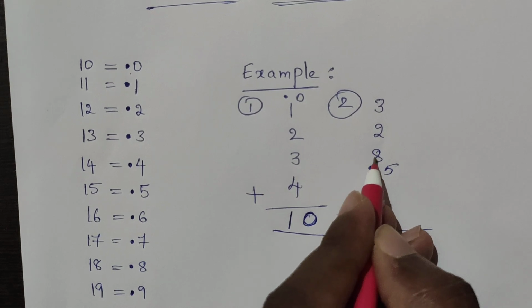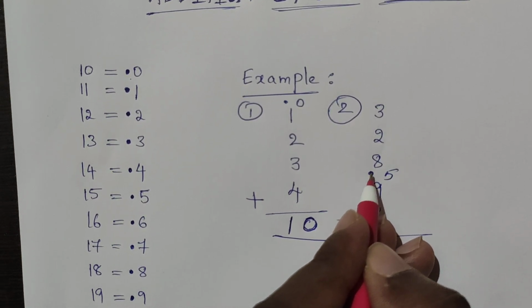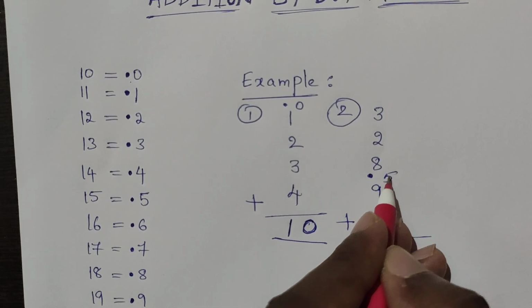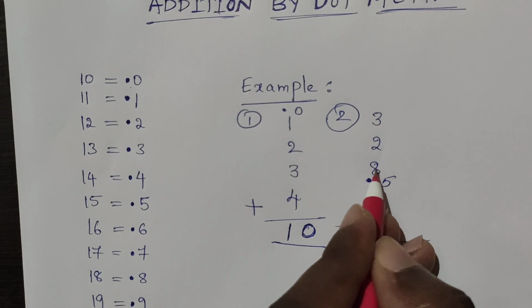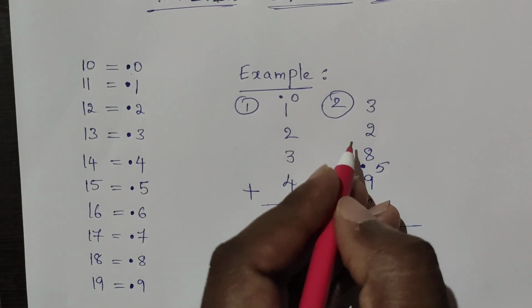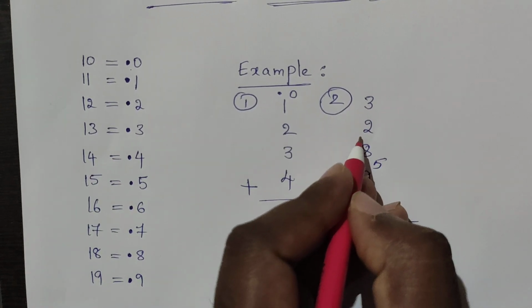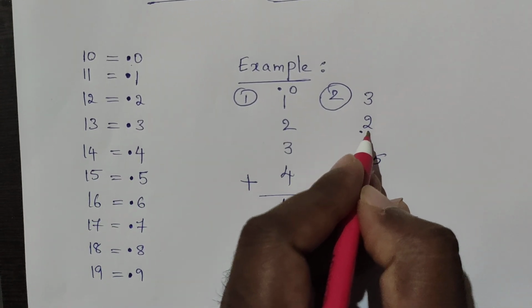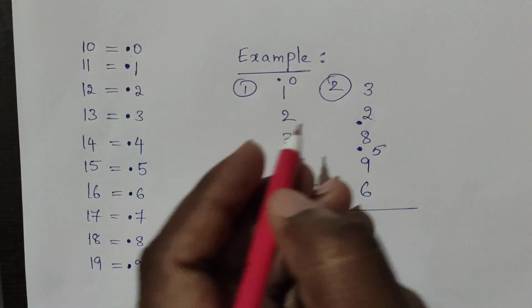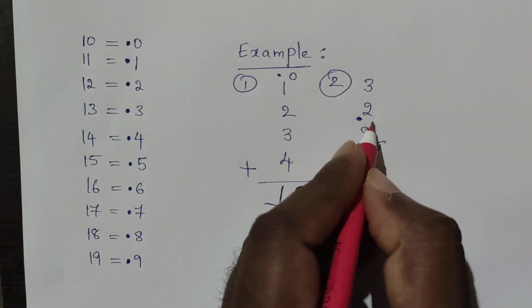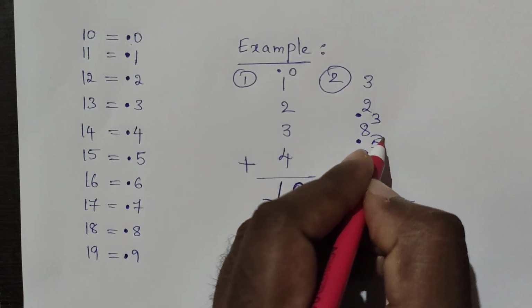Now these two have to be added here. You should forget about this dot for a while. Just add the ones digit to the next digit. Whatever we got here, 5 we got. Then 5 plus 8 is 13. Again 13 means dot 3. Whenever you get 10 or greater than 10, we should convert into dots. Now 13 means dot 3.